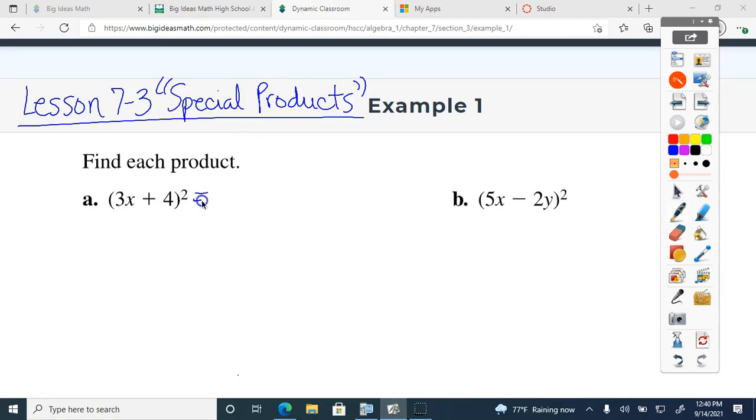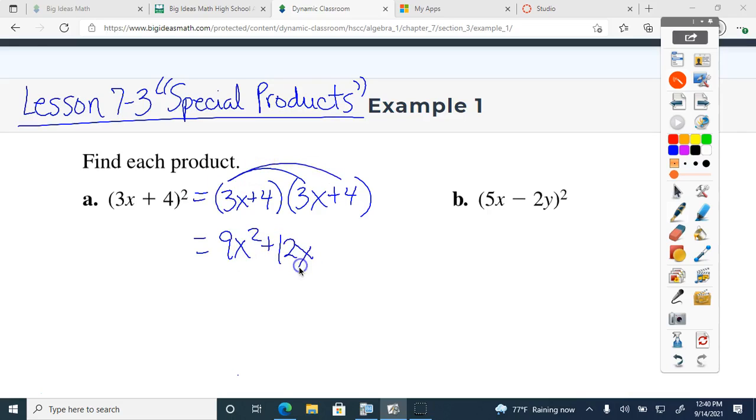Yesterday we learned how to multiply. Today we're going to do the same thing. This will be 3x plus 4 times 3x plus 4. You write it down twice because squaring means you multiply it by itself, right? You can do it the long way, like we talked about: 9x squared plus 12x plus 12x again. That will always happen. You'll get the same thing in the middle every time. Plus 16. Add your like terms, which would be 12 and 12 make what?